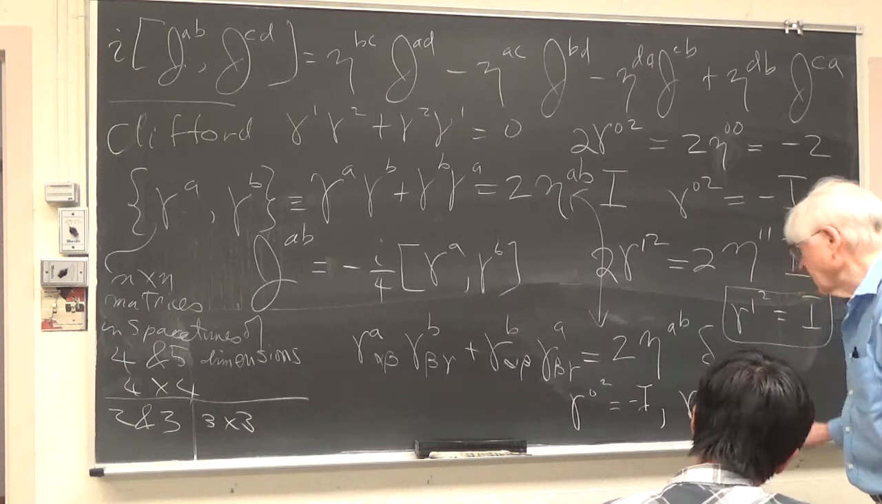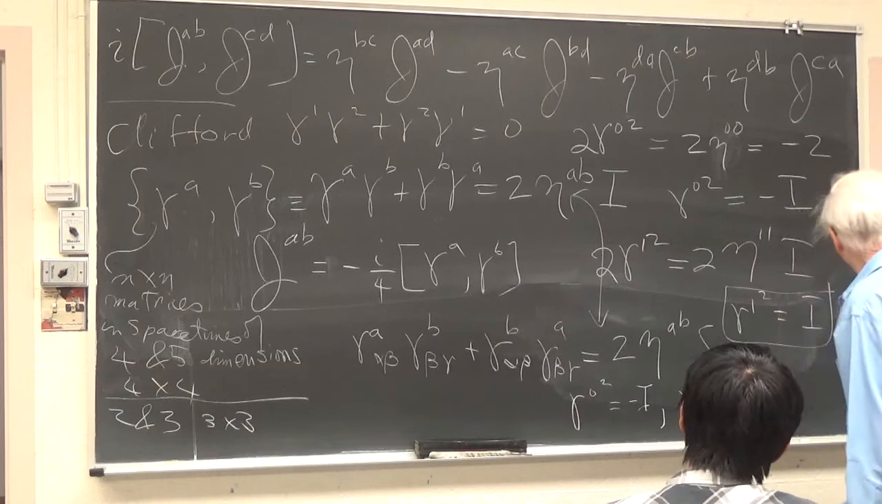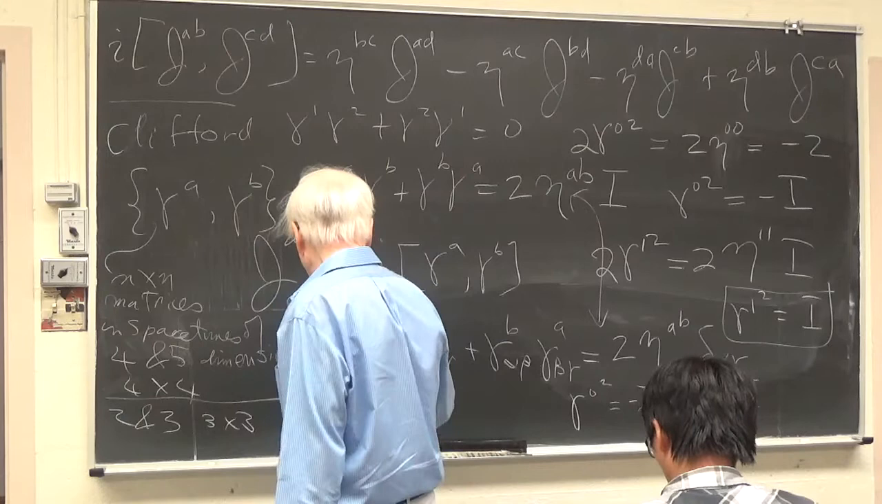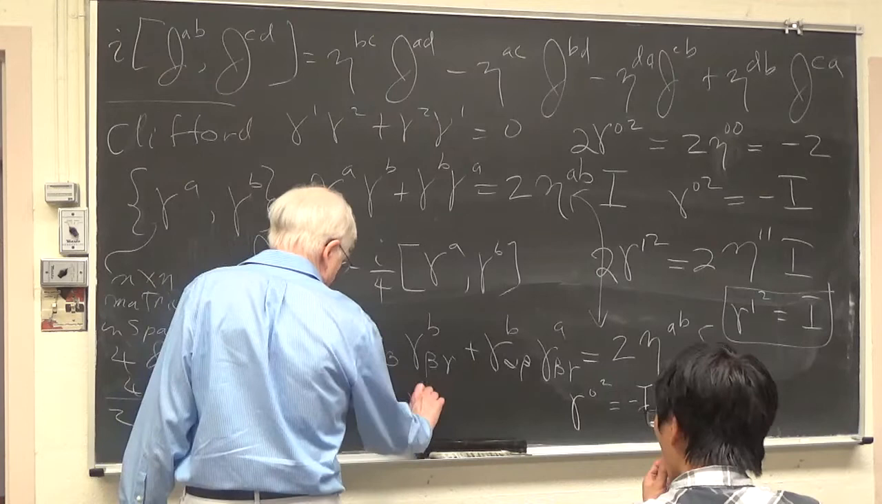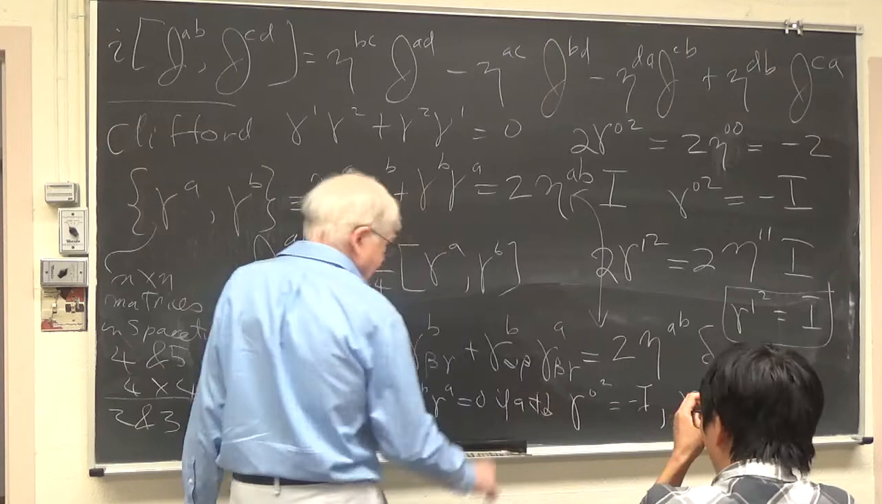But then there's all this anti-commutation, namely that if A is not equal to B, in other words, gamma A gamma B plus gamma B gamma A is zero if A is not equal to B.